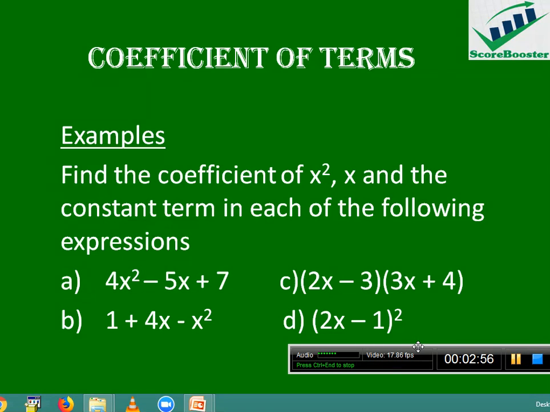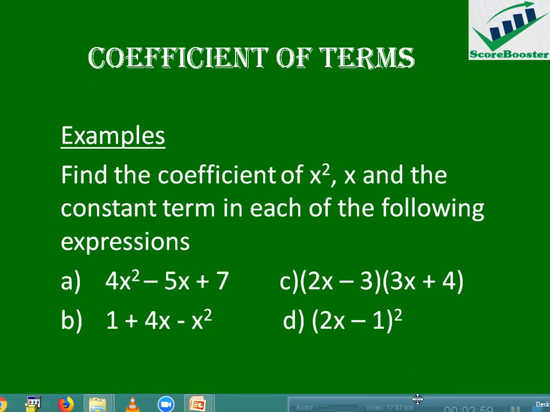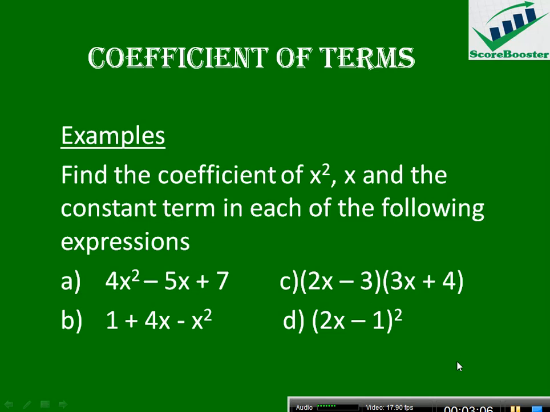Now, the first example: the instruction of the example says we should find the coefficient of x squared, x, and the constant term in each of the following expression. So you find the coefficient of x squared, you find the coefficient of x, and then the constant term in each of these. So this is the first question, the second question, the third, and then the fourth. So here you have to find the coefficient of x squared, x, and the constant term.